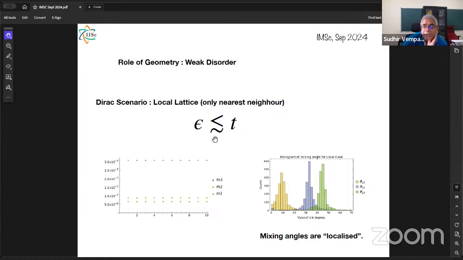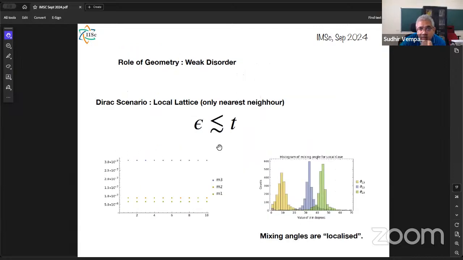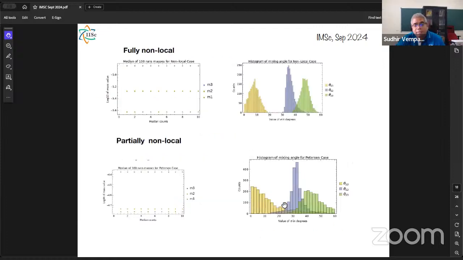The weak disorder limit is an example where you can show this. It works very well for the first case, the Anderson, nearest neighbor only, where the variance is extremely small. But the moment you start plugging in the extra terms, if you start seeing the other nodes beyond the diagonal terms, the variance starts increasing, but you can still fit it. Of course, there is no real localization of the mixing angles in the real sense.